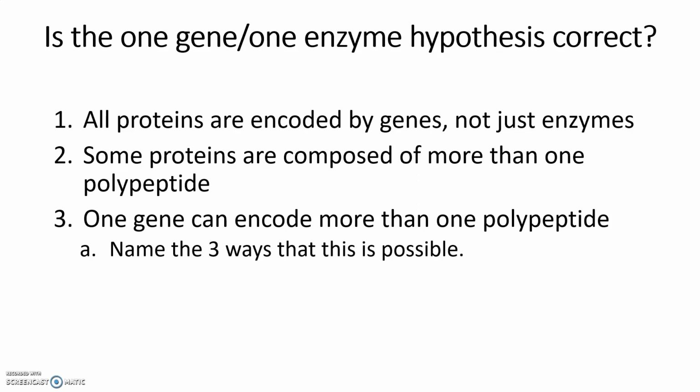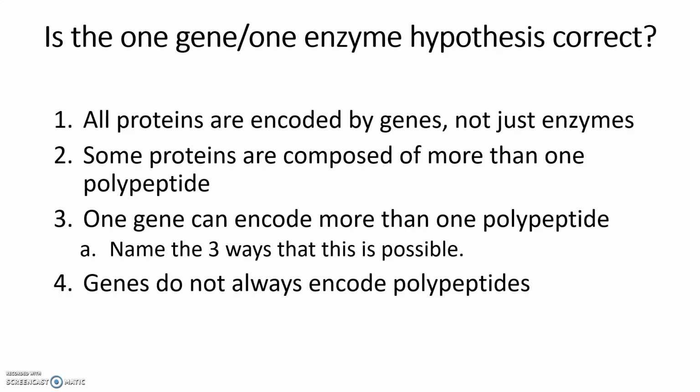Then we know one gene can encode more than one polypeptide. If you think back to the lesson we just had, you should be able to name 3 ways that this is possible. And then genes don't always encode polypeptides. They could encode functional RNA molecules. So one gene, one enzyme is not accurate. What about one gene, one polypeptide? Would that be an accurate statement?